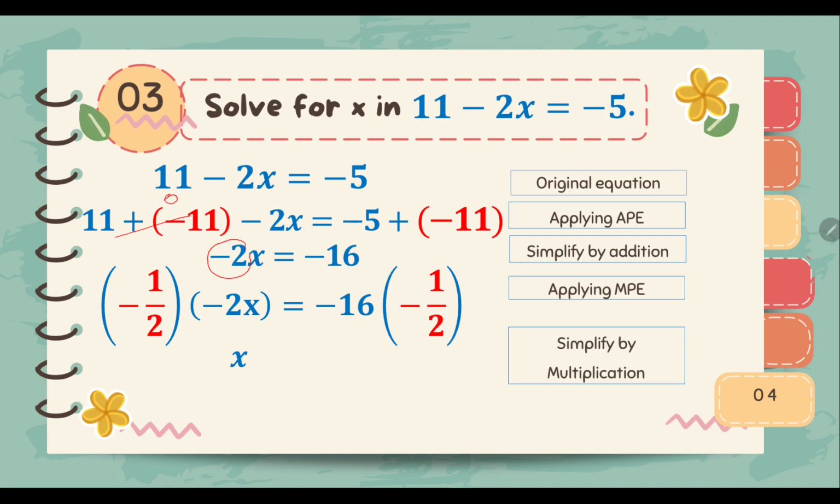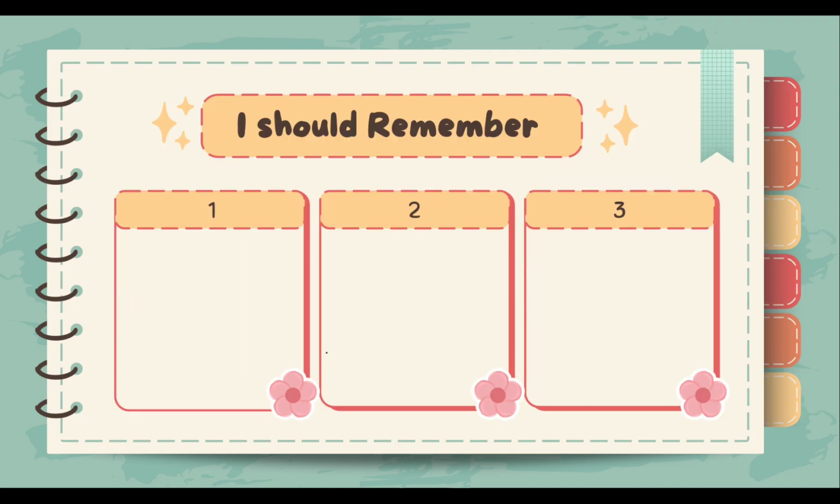simplifying by multiplication. We have negative times negative is positive. 2 divided by 2 is 1. So we are left with 1x. And on the right side, negative times negative is positive. There's no need to write that. And what is 1/2 of 16? 8. Or 16 divided by 2 is 8. That is now the value of x in the equation 11 minus 2 times x is equal to negative 5.